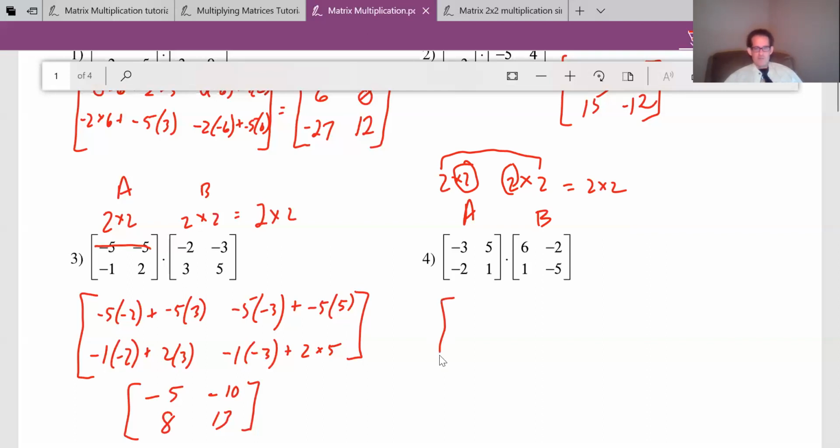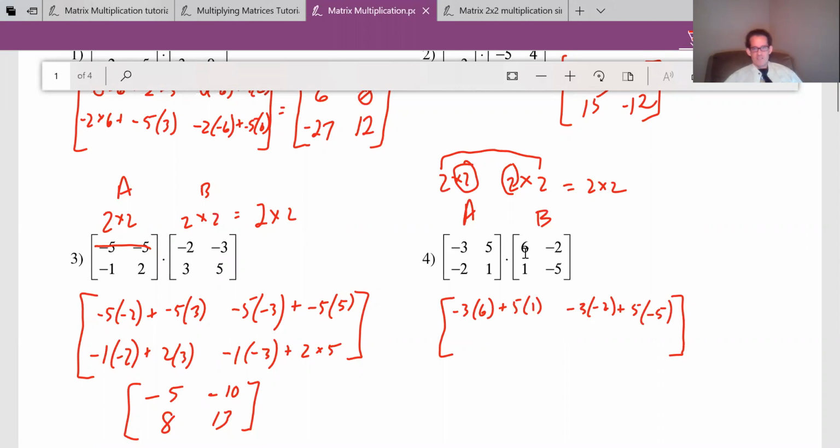I'm going to draw it really big over here so we can multiply it out slowly. So this row by this column and then this column, that's my top line. Okay. All right. So I have negative 3 times 6, and then I have 5 times this 1 right here, plus 5 times 1. Okay. Then I have to do my next column over here. So I have negative 3 times negative 2, and then I have 5 times this negative 5 down here, plus 5 times negative 5.